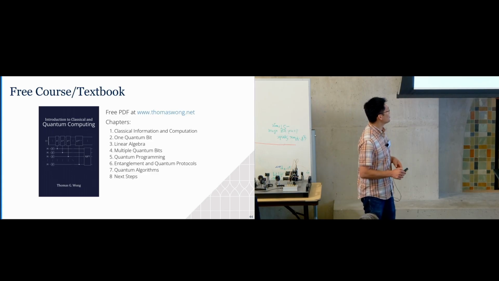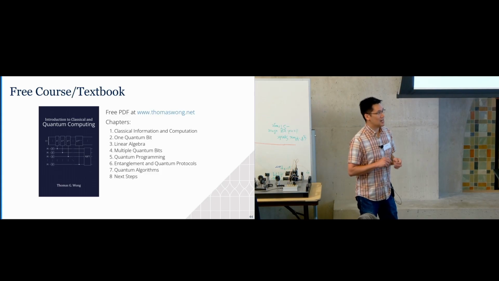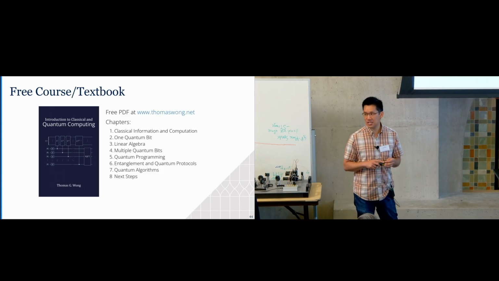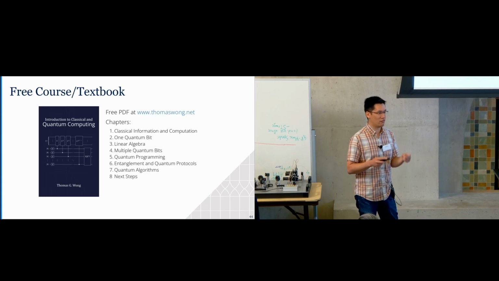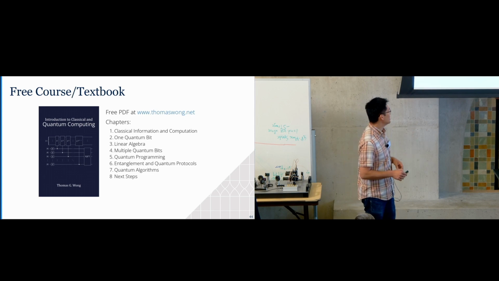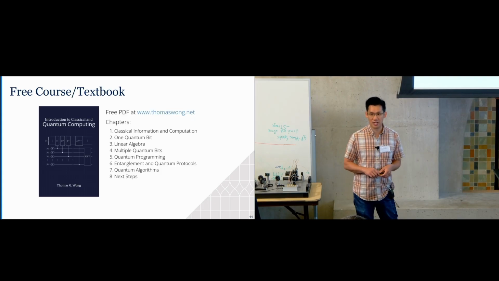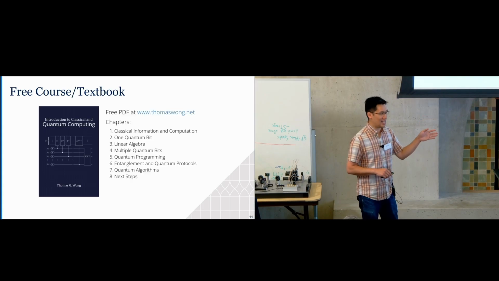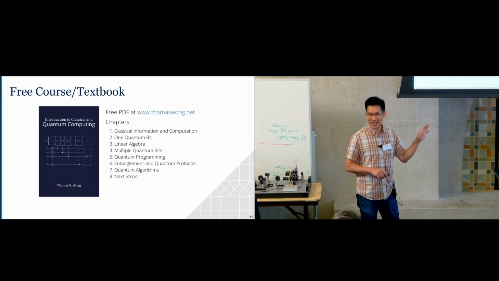Then we go into multiple quantum bits, and the new quantum programming using IBM's Qiskit. This chapter is now out of date because Qiskit went to version 1 last year, and all of the old code from before version 1 no longer works. So I need to update this. Then we talk about quantum entanglement and quantum protocols. We'll do one together on quantum teleportation. Then quantum algorithms, and the next steps, which covers what came up in terms of what some jobs in quantum are and some things for future reading.